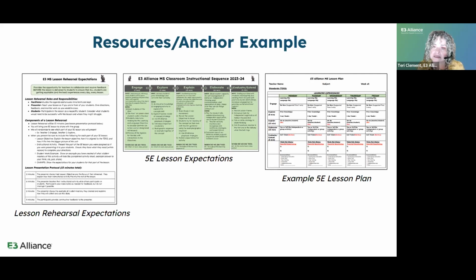This campus focused on learning lesson rehearsals this year. You have the detailed document for this system. You have their instructional sequence that they use in their classroom. In this case, it's pretty much a well-established 5E model. And then a lesson plan that this particular campus uses to ensure those processes are being documented in the actual lesson plan that gets facilitated with students.